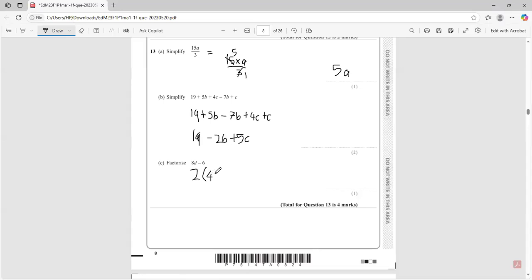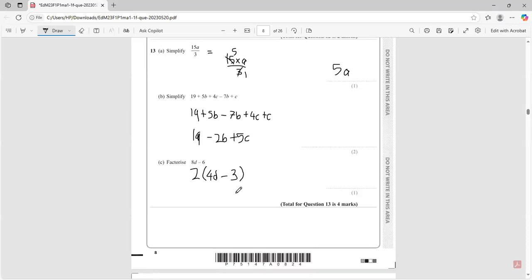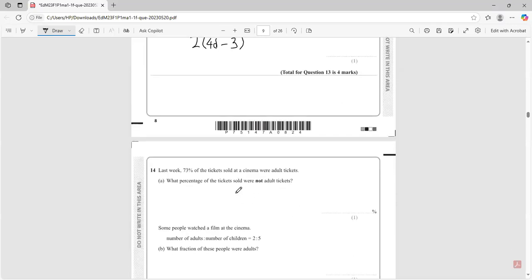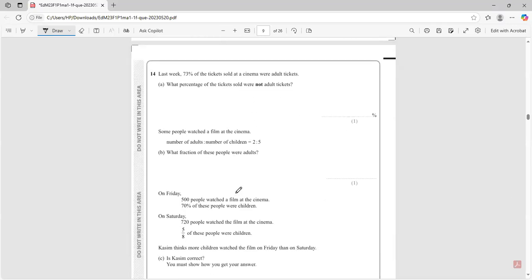Yes. Did you notice I didn't take D out because D is not common. It's not common among two of them. So I'll just leave the D inside there. So 2 times 4 is 8. And then what will I have here? I would have 3 in here. And that's my final answer. Okay, we're moving on. I think we're making progress.